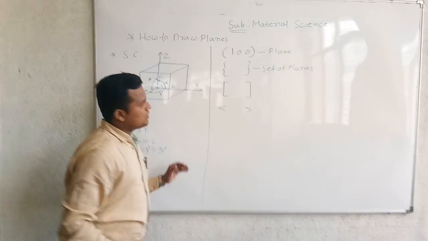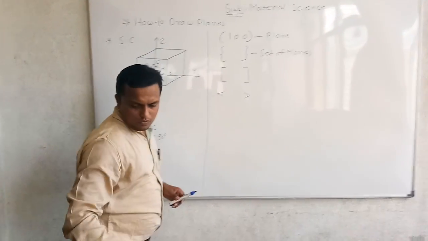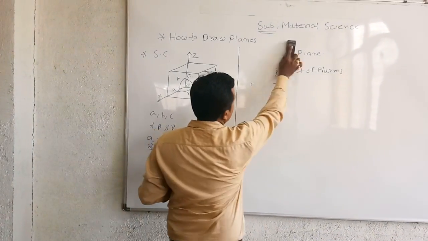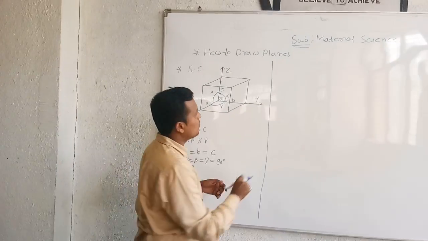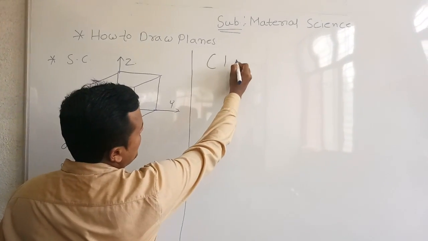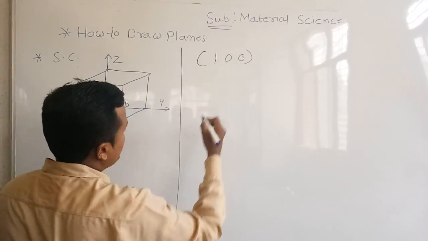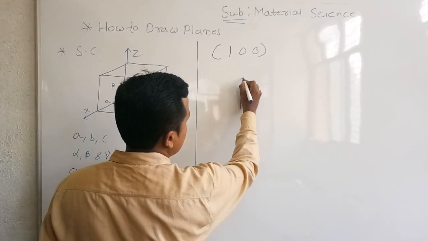Then first we have to see how to draw plane. So first we draw 1 0 0 plane. So for that you have to draw this cubic system. First you have to draw this cubic system.